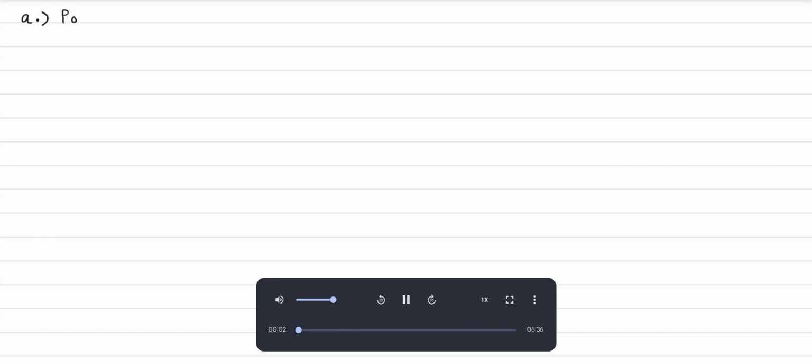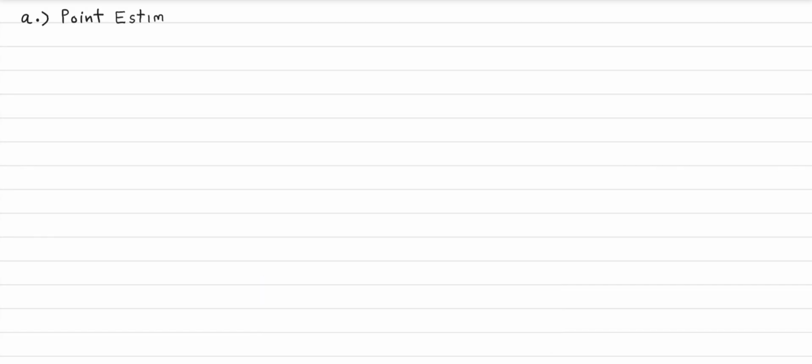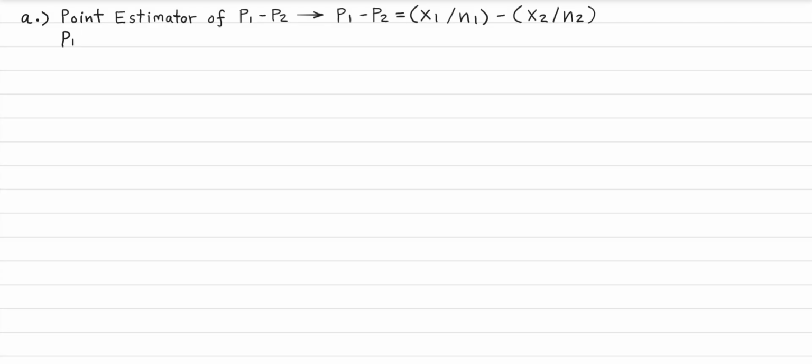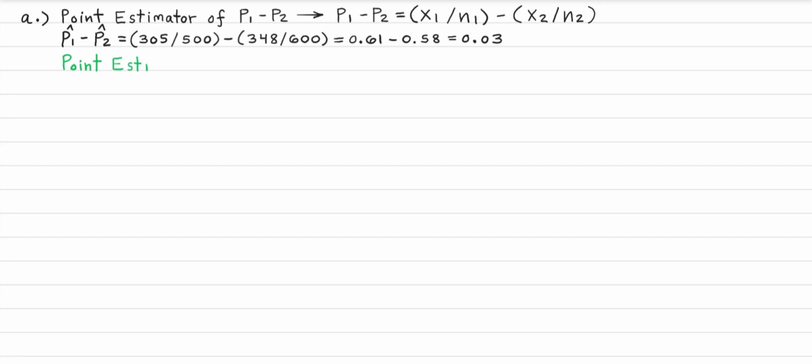So starting with part A, we are working with the point estimator of P1 minus P2. So we have our appropriate statistical equation thus described. And so if we take the information in the problem, we've calculated a point estimator equal to 0.03 for part A.